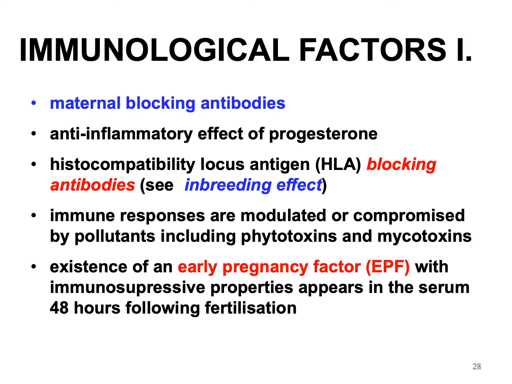But we know that the inbreeding effect is related to the genetics of the major histocompatibility locus antigen. And all the previous immune responses are modulated or compromised by the mentioned pollutants. The early pregnancy factor with immunosuppressive properties appears in the serum 48 hours following fertilization. How is this related to the abortion?